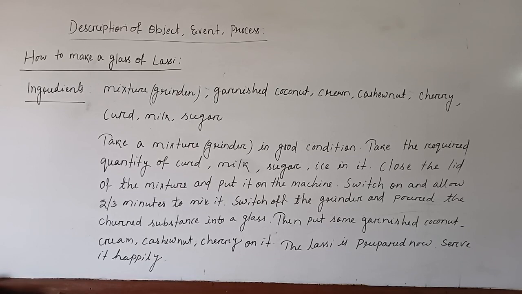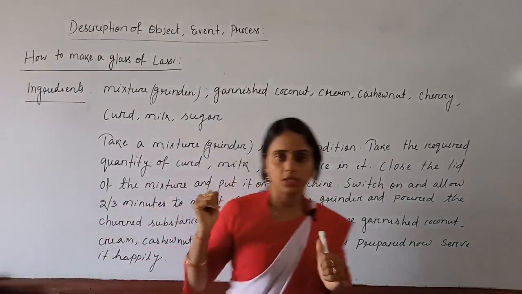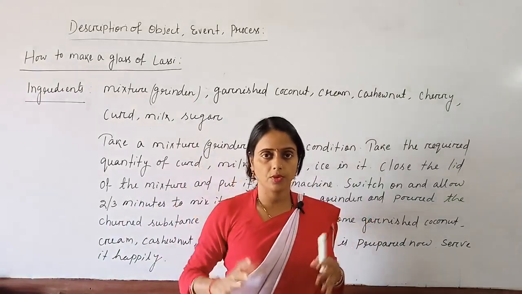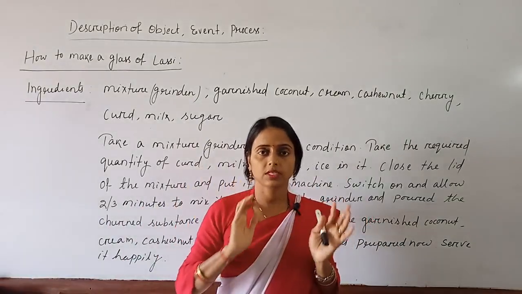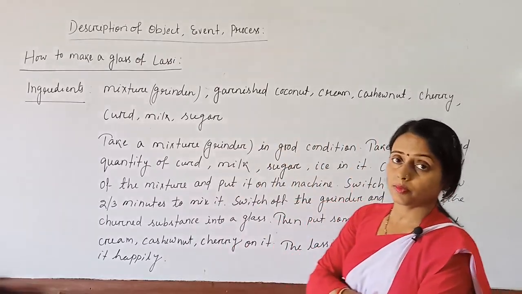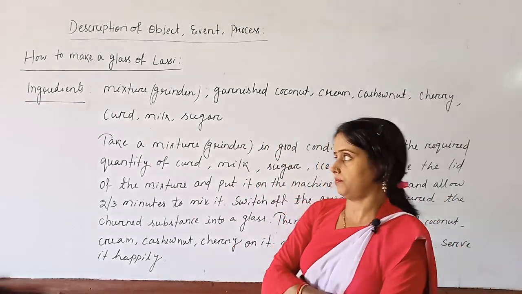Now see what I have written: how to make a glass of lassi. Whenever you are writing down a process, this is not an object or event. Object and event are very easy, because for a particular object you have to write down, and for an event also you have to describe an event. So here, whenever you are writing down a process, everything should be mentioned serially.